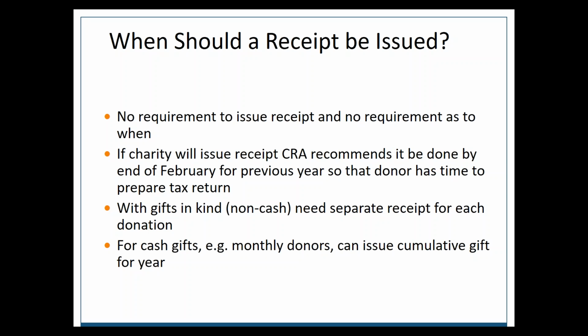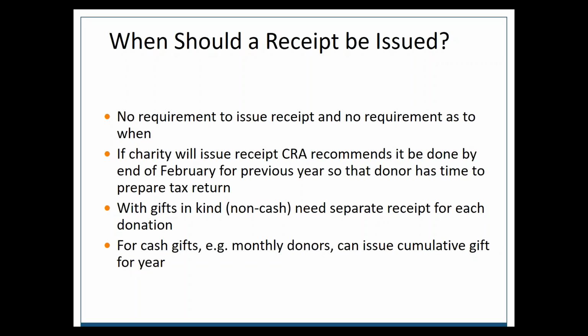Keep in mind also that with a gift in kind given on different days, you need to have separate receipts. So if someone gives you 4 chairs on 4 different days over 4 months, you need to have 4 different receipts. Whereas with cash, you can combine it for the whole year in one receipt. If it's monthly donors or someone who gives 2 or 3 donations during the year, it's sometimes better to actually just wait till the end of the year and issue one receipt.